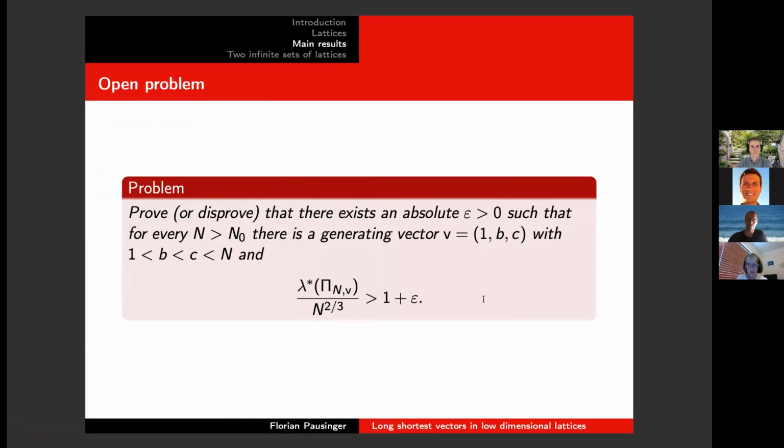Okay, so going back to my numerical approximation, there is this one open problem that remains. I think it's true, but I don't know how to show it. So prove that there exists an absolute value epsilon such that for every n that is greater than a given constant, there is a generating vector such that we have a lattice that is strictly better than the cubic lattice. I mean, from the numerical observation, it is clear that for every n, we find such a lattice. I just don't know how to prove that, how to really show it for every n.